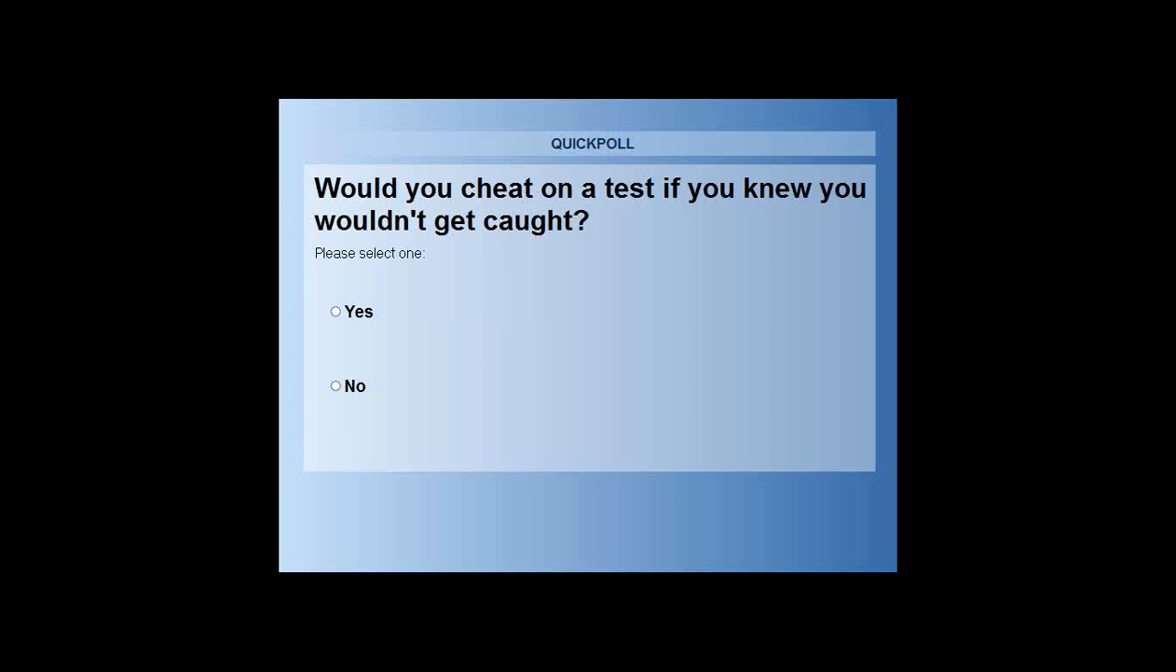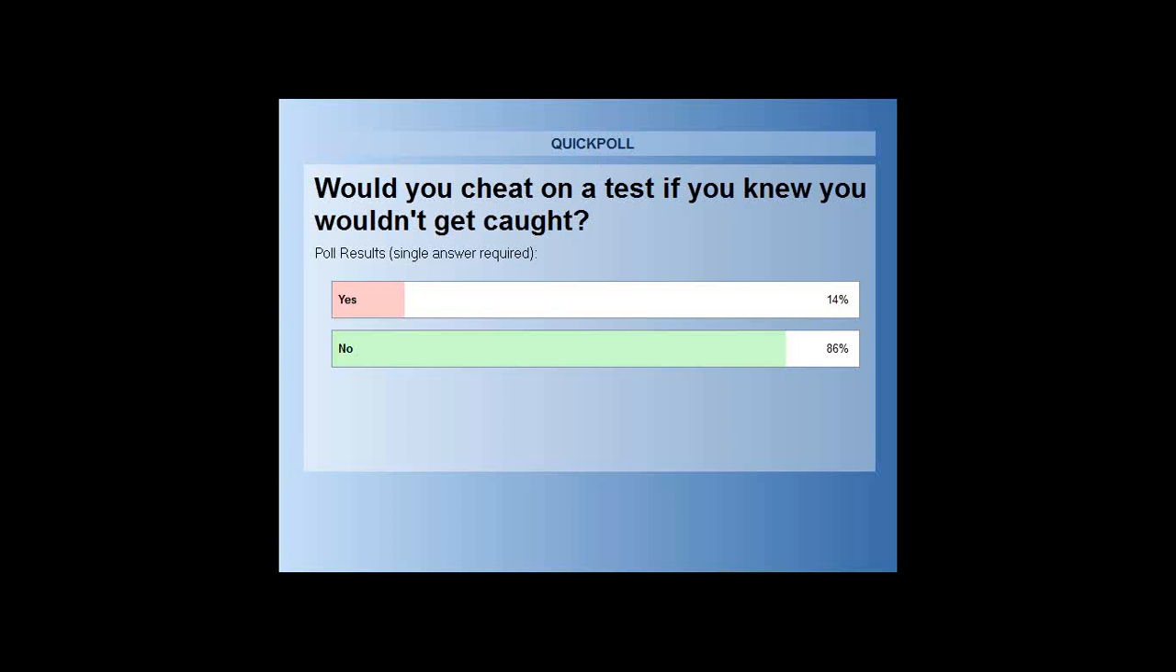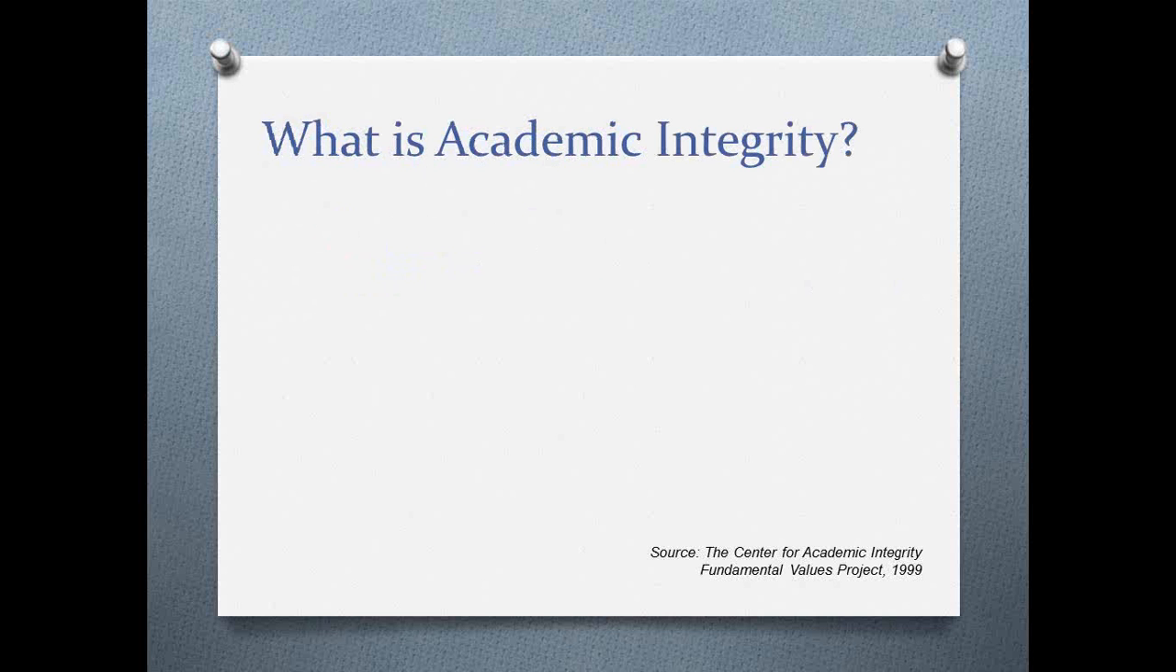Okay. All right, I'm about to close the poll. And it says 14% said yes and 86% said no. So it looks like there was a minor increase in the yes. So if you didn't get caught, then maybe you'd consider cheating on a test. Interesting. Okay, so we can close that. We'll get back to the webinar.